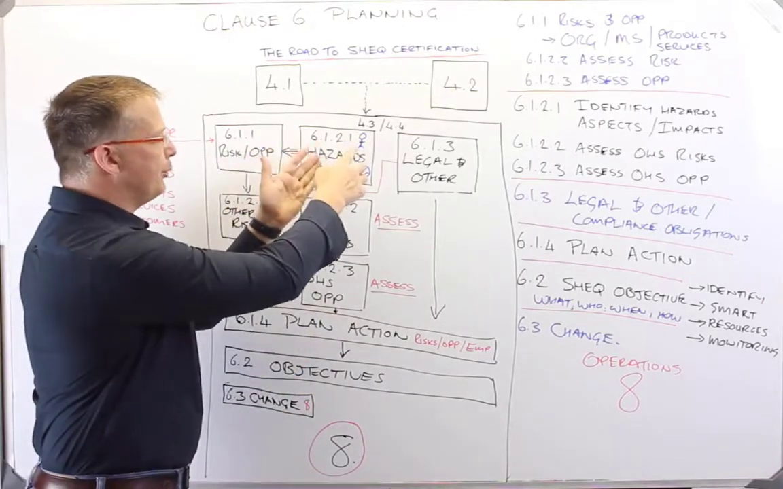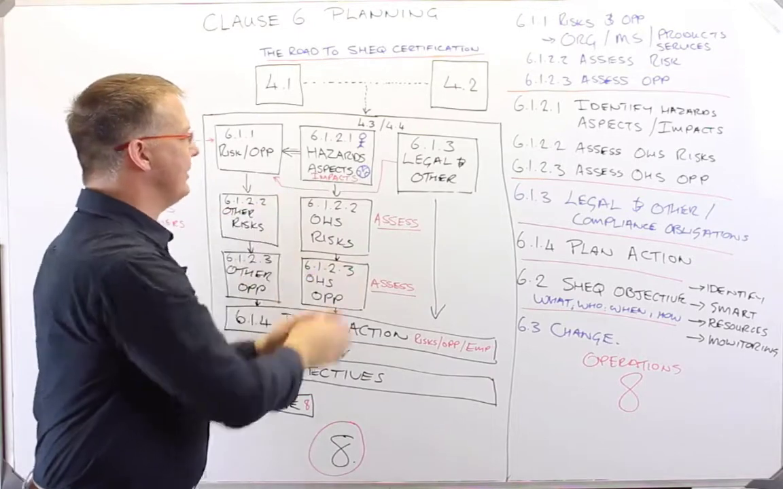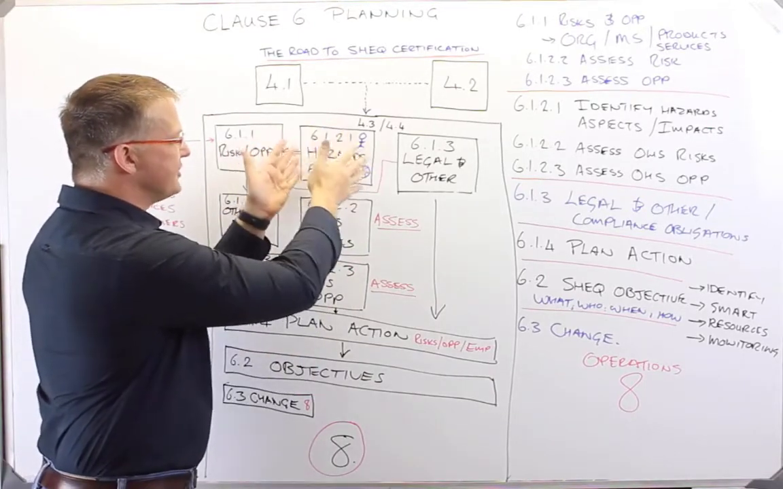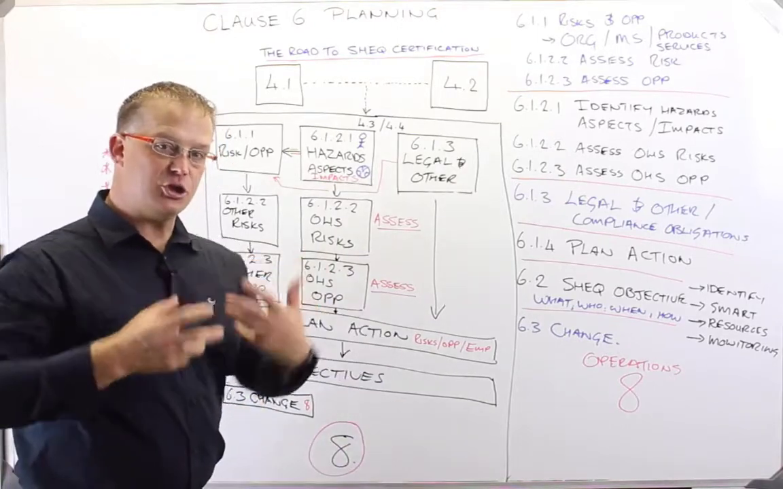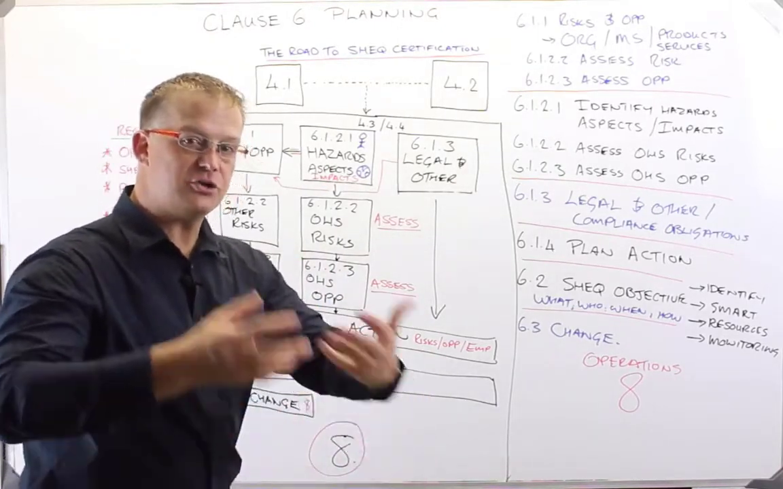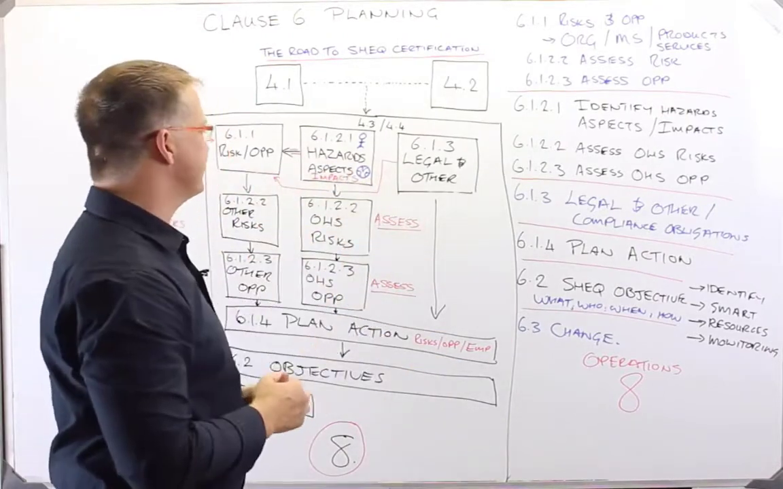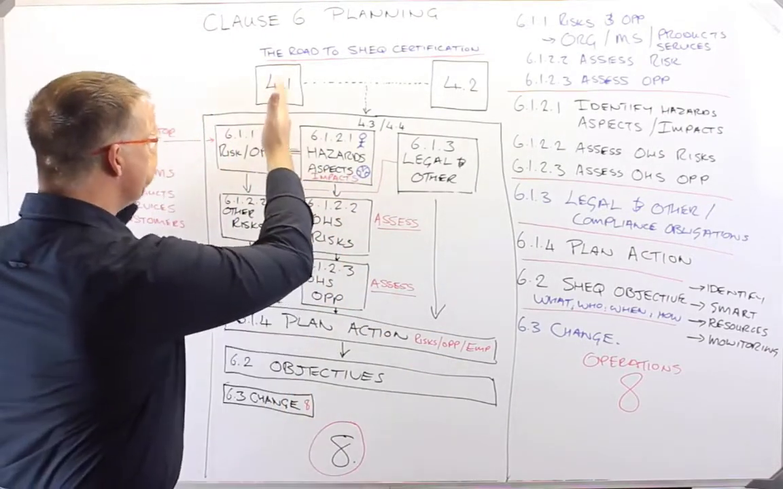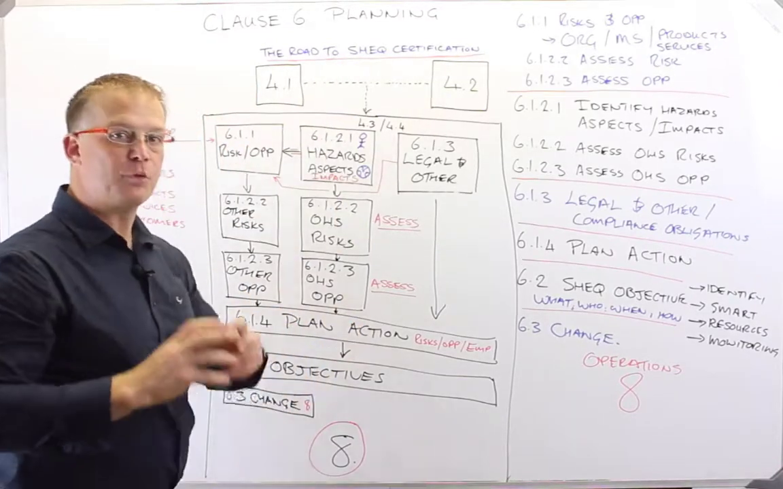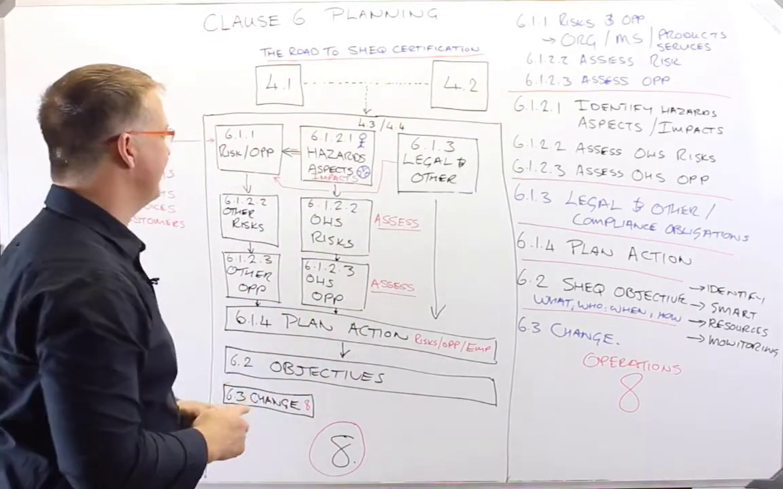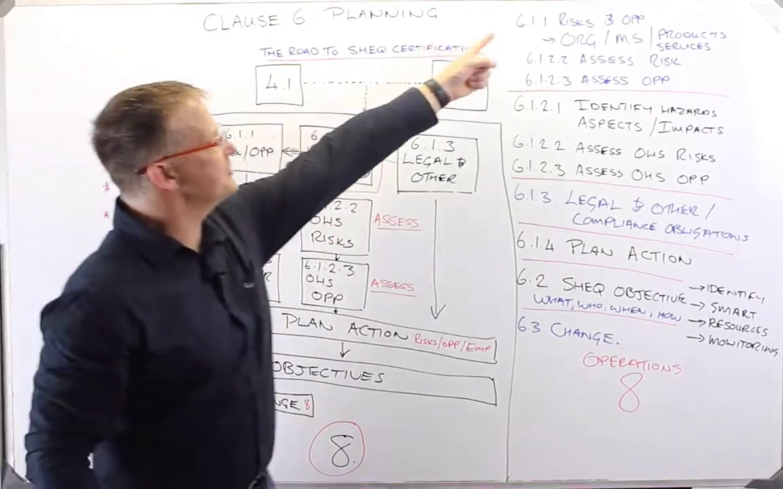In 6.1.2.1, we look at hazards, we look at aspects, we look at impacts. So for the risk assessment in 6.1.2.1, the receptor is the human being, the potential for injury and ill health, or the environmental aspects and impacts. So there are two definitive lines in terms of the risk assessment approach within the planning clause, Clause 6. So let's have a look at that in a little bit more detail.